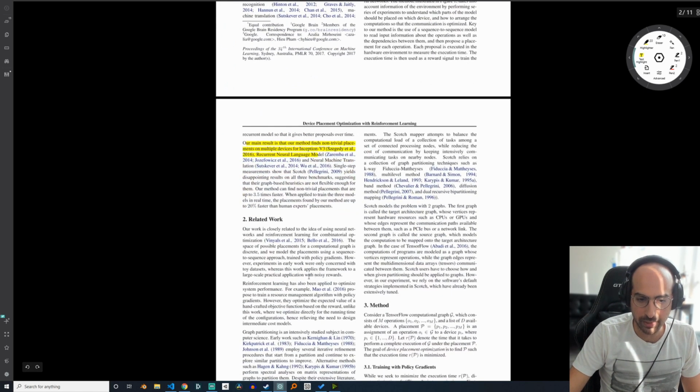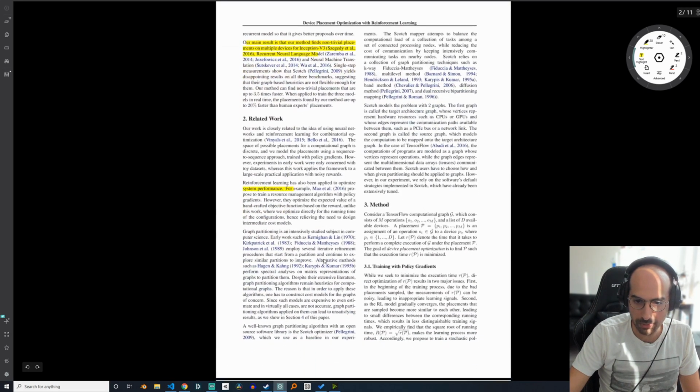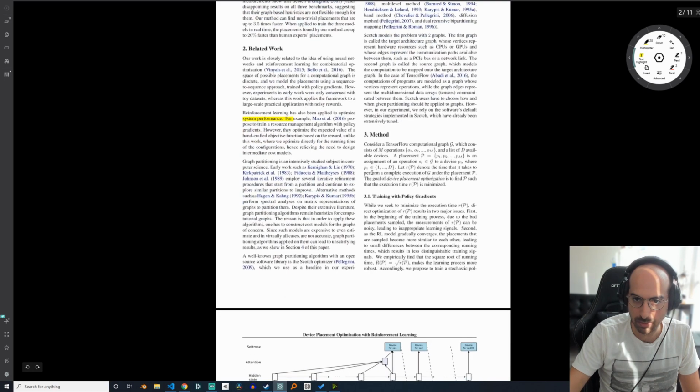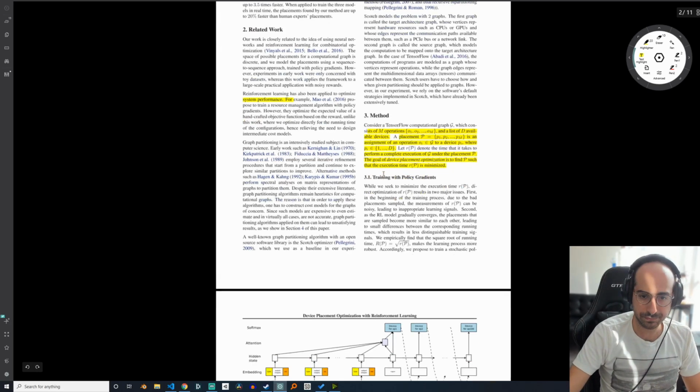So they're saying we find non-trivial placement, and that it's been used to optimize system performance. Okay, so what's the method? We have a TensorFlow computational graph with M operations and D devices. A placement is an assignment of an operation to a device, sure. And so we need to find a placement such that the execution time is minimized.